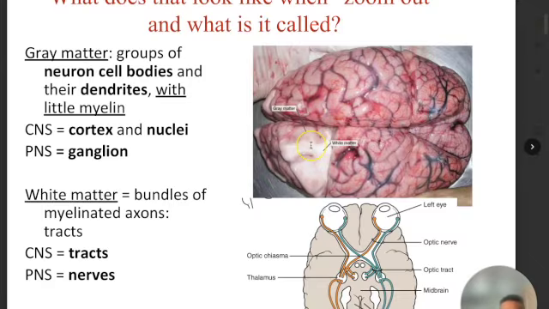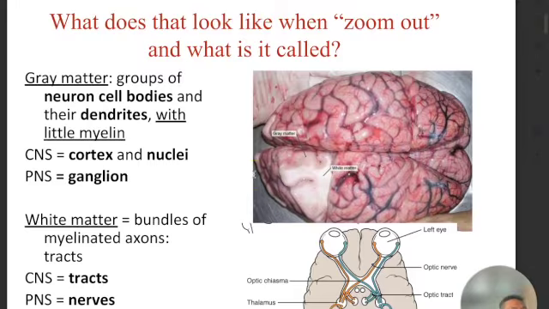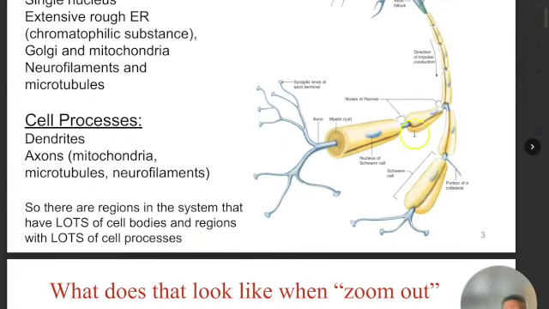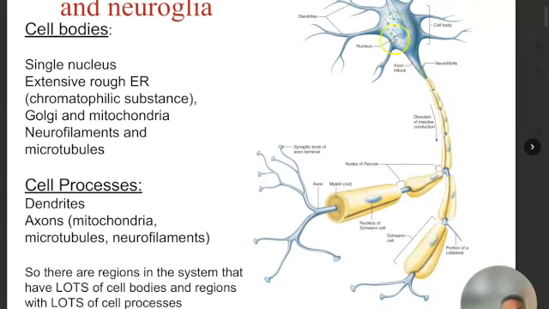So, the brain and the nervous system has two types of matter. Okay, gray matter and white matter. Okay, gray matter, it just has lots of cell bodies. Okay, and their dendrites. White matter, it's got all of the axons. Okay, the reason it looks white, so here would be the white matter, and here would be the gray matter.